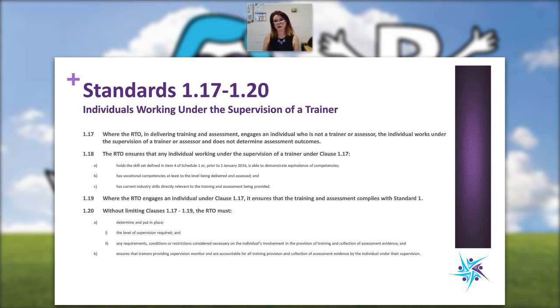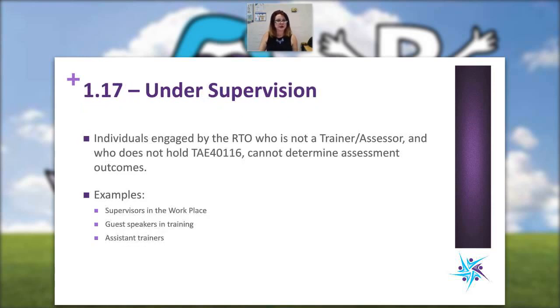Okay, so now we're looking at standards 1.17 to 1.20. These are individuals working under the supervision of a trainer. So this is where the RTO has trainers that might be delivering training underneath the supervision of a trainer assessor, and you should have supervision arrangements in place. So we're going to go through each one of these. So 1.17 is under supervision.